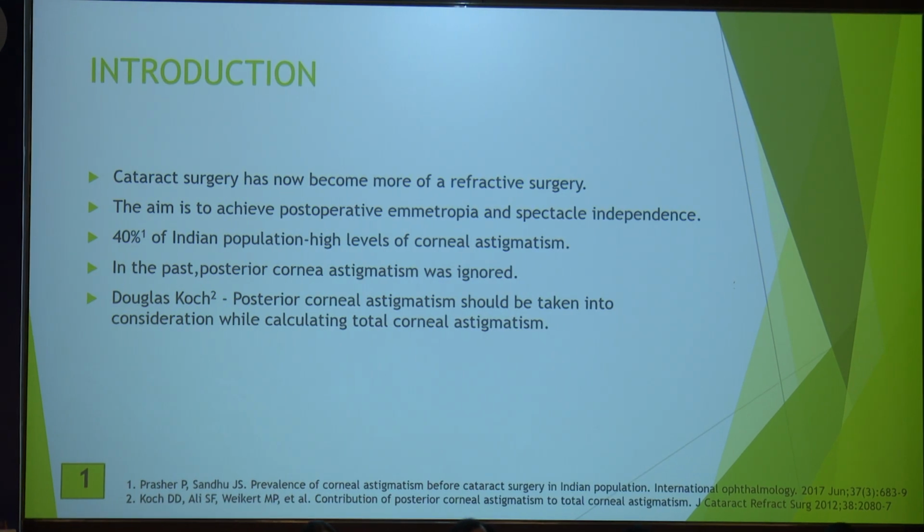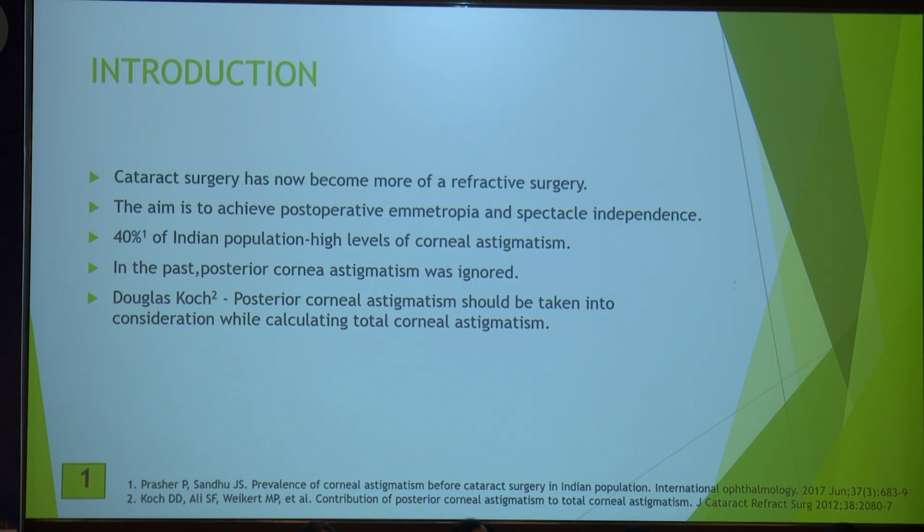So cataract surgery has now become more of a refractive surgery, and the aim is to achieve post-operative emmetropia and spectacle independence. More than 40% of the Indian population has high levels of corneal astigmatism at the time of cataract surgery. So it should be dealt with. In the past, posterior corneal astigmatism was ignored. It has a value of 0.3 diopter against-the-rule astigmatism. So it can lead to overcorrection in eyes with with-the-rule astigmatism and undercorrection in eyes with against-the-rule astigmatism.